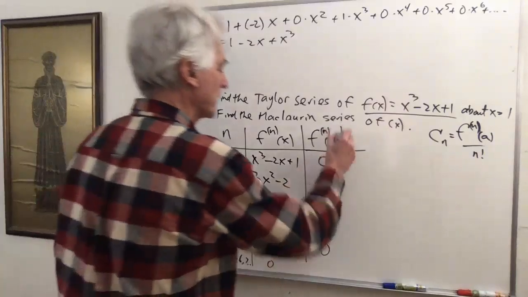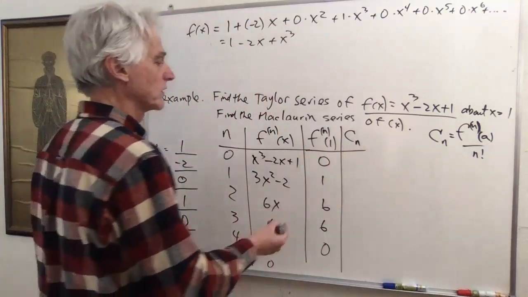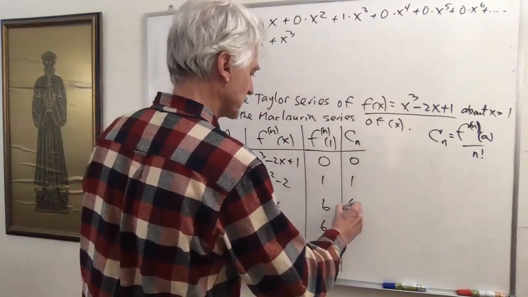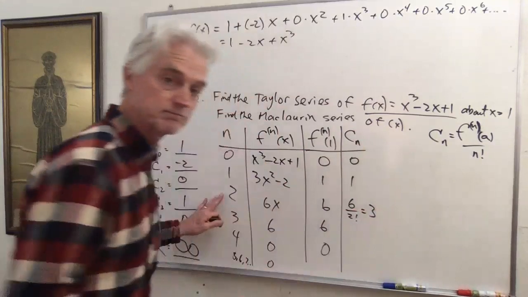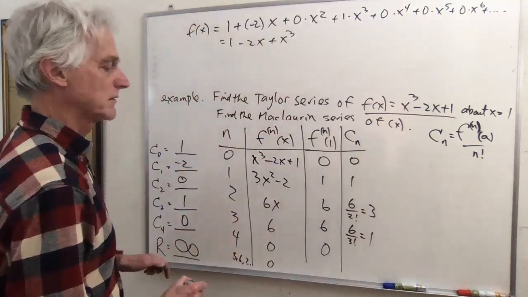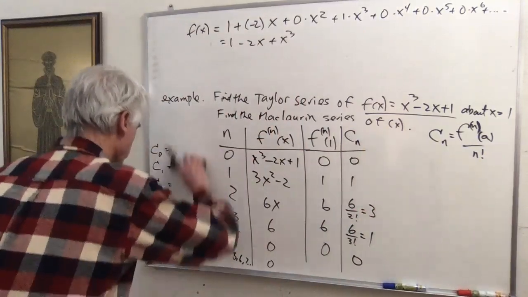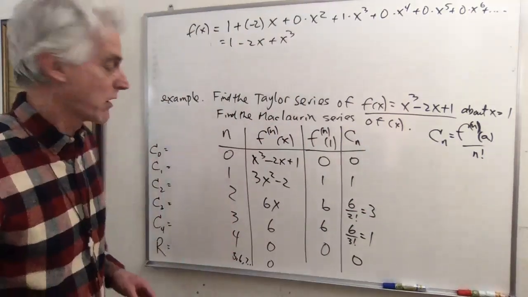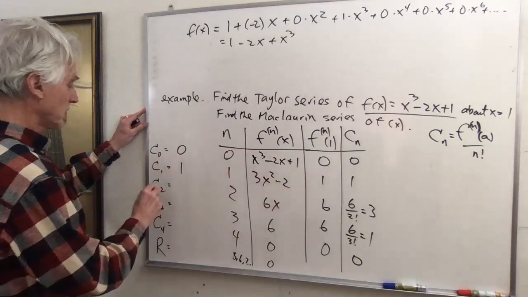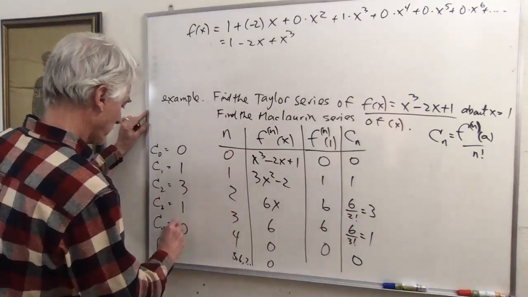Okay? So now I find Cn by taking that number divided by n factorial. I'm not going to go through it in as much detail as I did before. That's 0. Here's 1 over 1. Here's 6 over 2 factorial. That's 3. And then here's 6 over 3 factorial. That's 1. And then here's 0. So the coefficients now for this are going to be 0, C0 is 0, C1 is 1, C2 is 3, C3 is 1, C4 is 0.